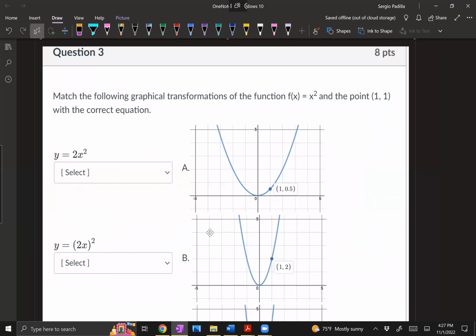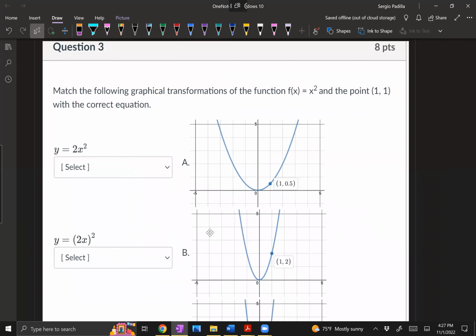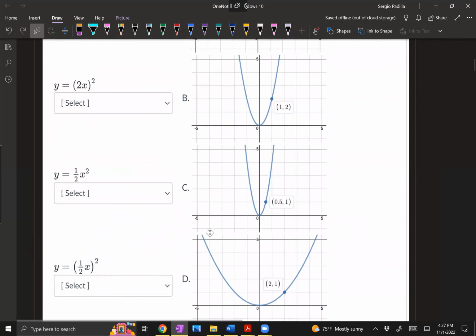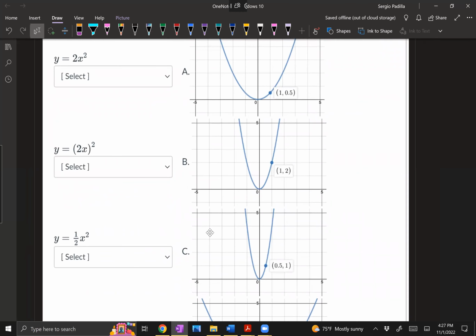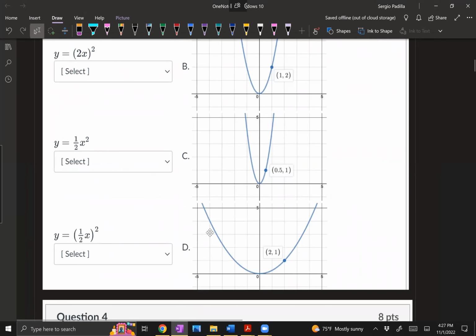This one I wanted to talk about because this one might be strange for some of you guys on the quiz. This was a matching problem. So here it gives you all sorts of different equations to look at. They're all transformations of x squared. So you have 2x squared, (2x) squared, 1/2 x squared, and (1/2 x) squared.